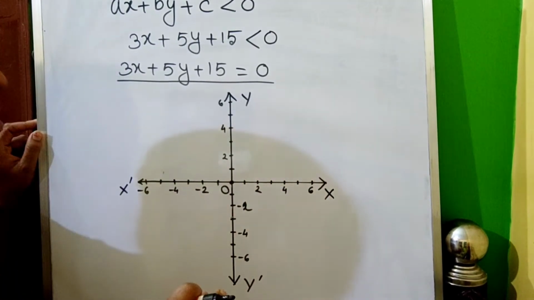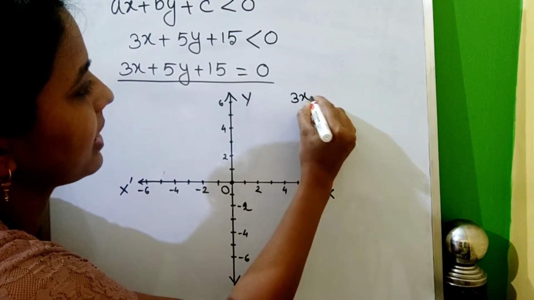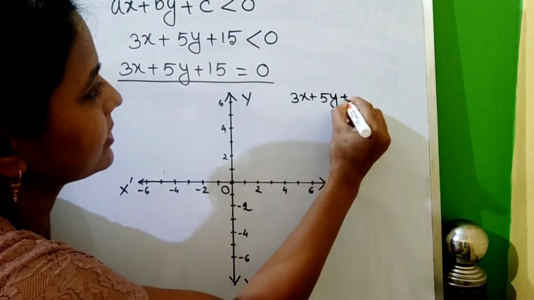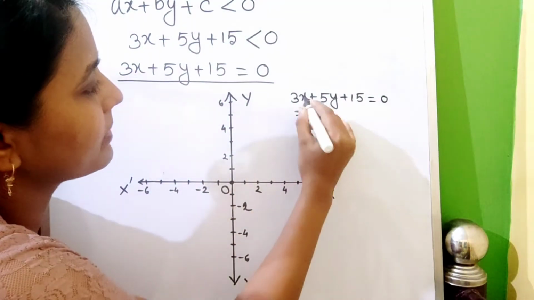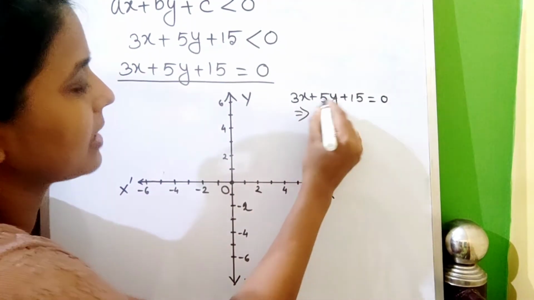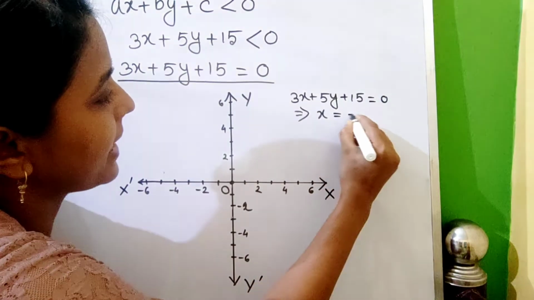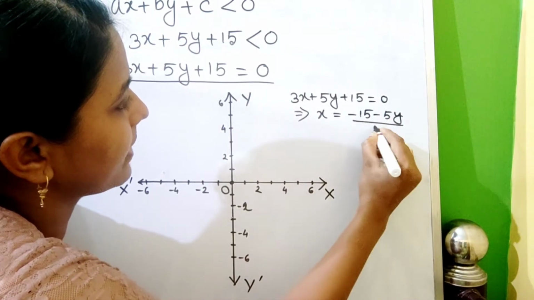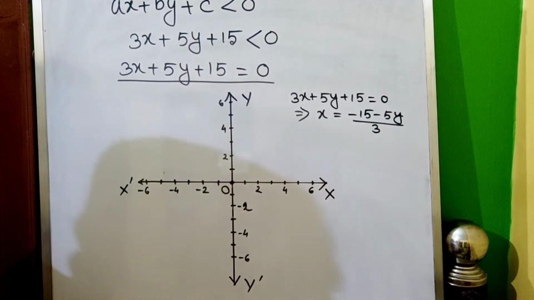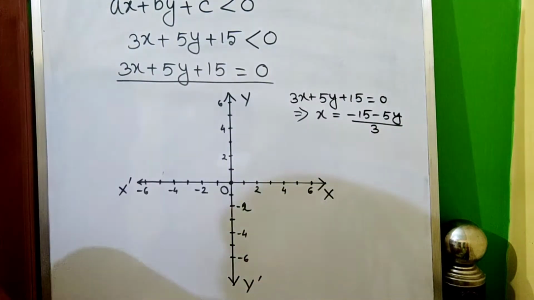one variable in terms of the other. So 3x plus 5y plus 15 equals 0. From this I am finding x in terms of y. For that, x will be minus 15 minus 5y divided by 3. Okay, minus 15 minus 5y divided by 3.